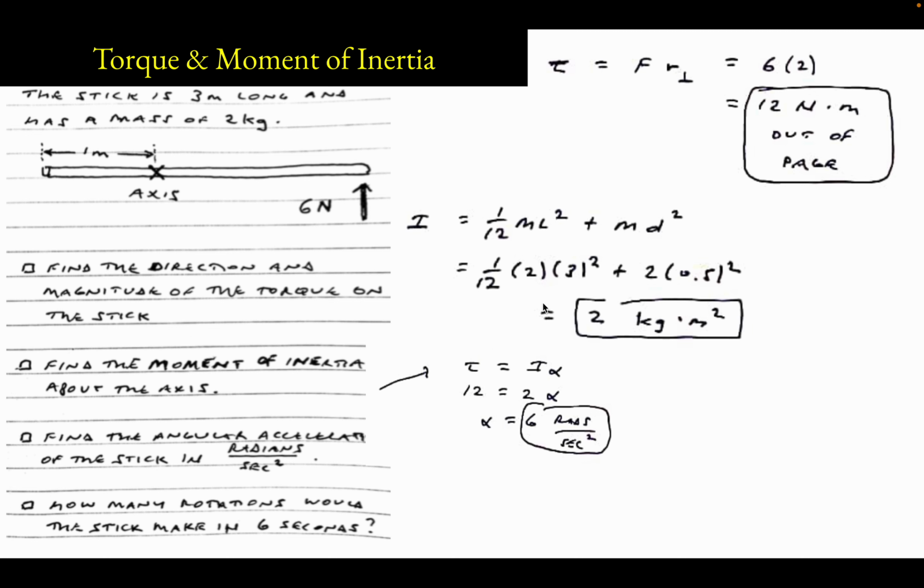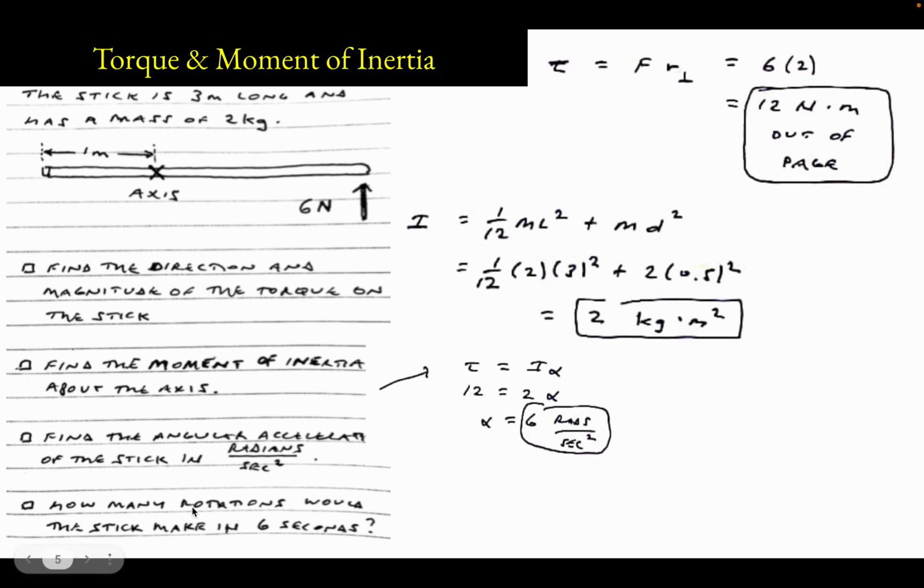Well, our torque we already calculated to be 12. The moment of inertia was 2. And so what we learn is that this thing is going to have an angular acceleration of 6 radians per second squared. And again, you could give a sense of direction of out of the page or counterclockwise.